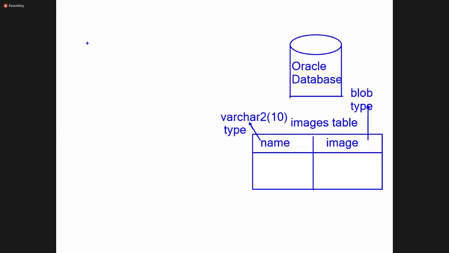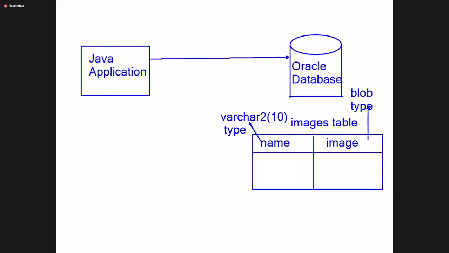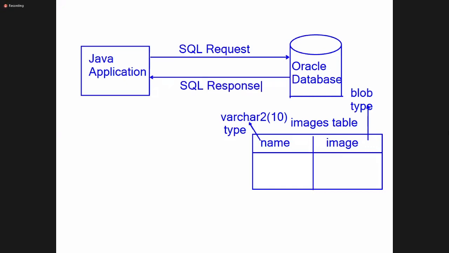Now, it is one Java application. From this Java application, I'll pass a SQL request, and a SQL response comes. Now, this is my task. It is flowers.jpg, one file. Something, an image, is there. Now, this image I want to store in the database.